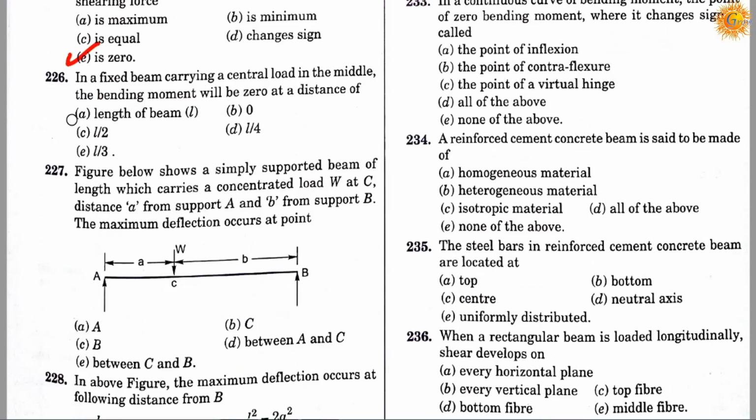Question number 226. In a fixed beam carrying a central load in the middle, the bending moment will be 0 at a distance of option A, length of beam L, option B is 0, option C is L by 2, option D is L by 4, option E is L by 3. Correct answer is D, it will be L by 4.